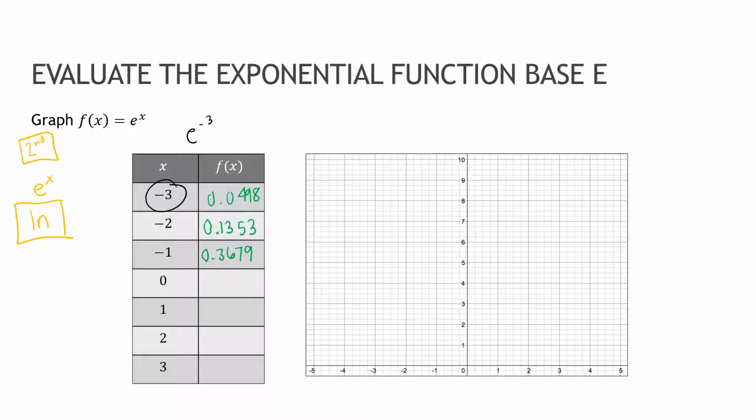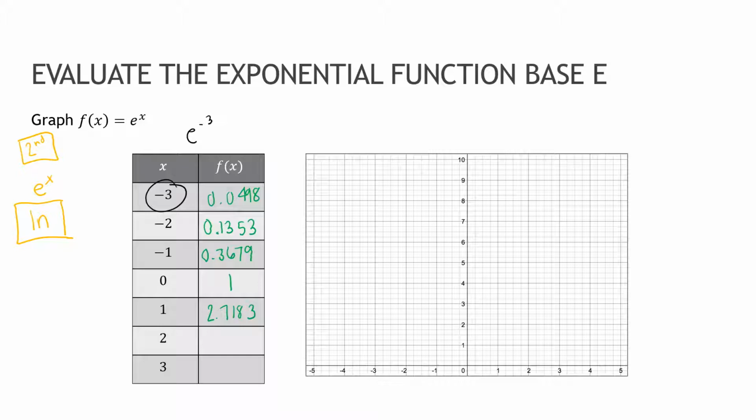When you're doing this question in ALEX, I suggest making sure you read the directions, because they'll tell you how many decimal places to go to if they in fact want you to write out those values as a table. Once we get to 0, remember anything to the 0 power is 1, and then e to the first, and we already kind of know that that's going to be 2.71828, so I'm rounding to 3.